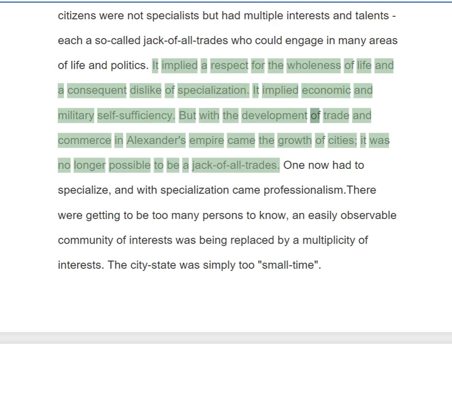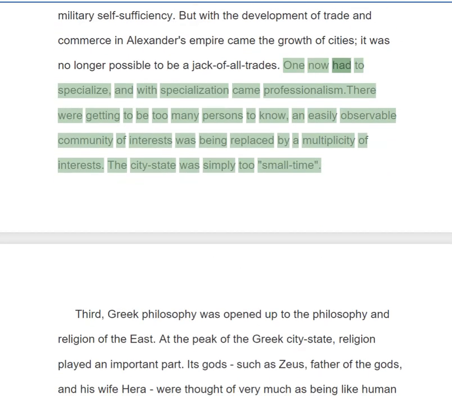But with the development of trade and commerce in Alexander's empire came the growth of cities. It was no longer possible to be a jack-of-all-trades. One now had to specialize, and with specialization came professionalism. There were getting to be too many persons to know. An easily observable community of interests was being replaced by a multiplicity of interests. The city-state was simply too small.